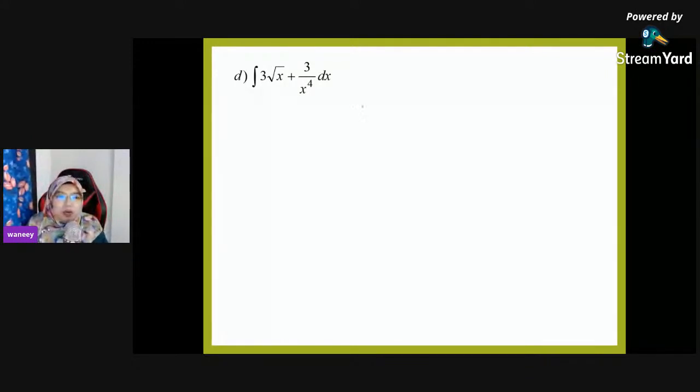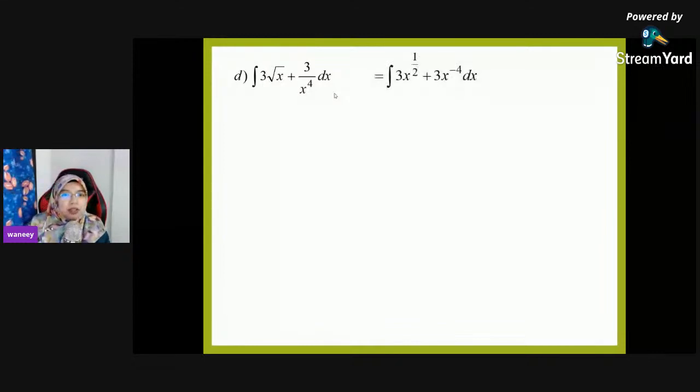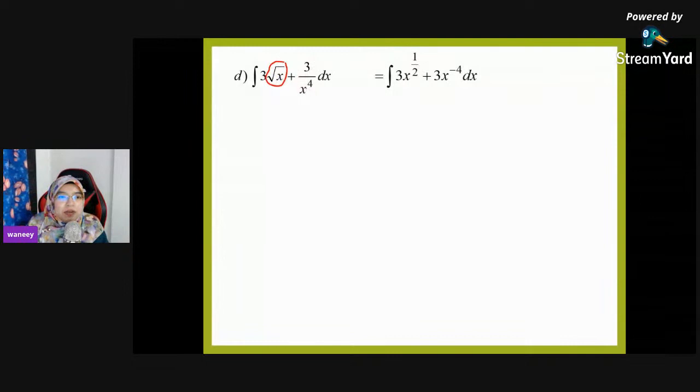Okay, so now we're gonna use the power rule for them, but we have to be extra careful. We need to really check what is the power for the x. So I'm gonna bring the power up first. So we are going to get 3x to the power of half. So instead of having a square root of x, I'll change it to x to the power of half. And then instead of having 3 over x to the power of 4, I'm going to bring x to the power of 4 up. So it will become x to the power of negative 4.